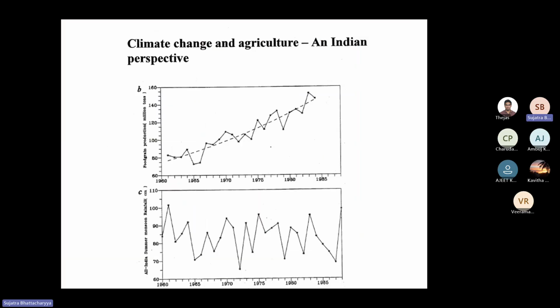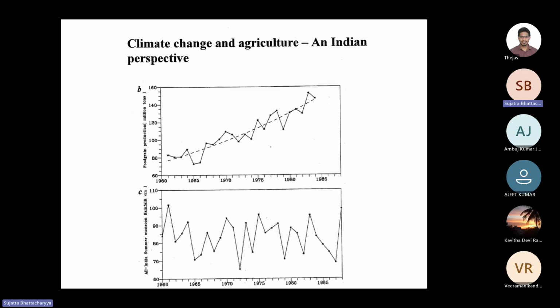Then the other part she developed, because she had a wide interest, because her husband was an ecologist, she had a wide interest in agriculture. So although all of us know that monsoon has huge impact on agriculture, it was not really quantified. So our finance minister keeps saying Indian economy is a gamble on the monsoon. But how much is a gamble?